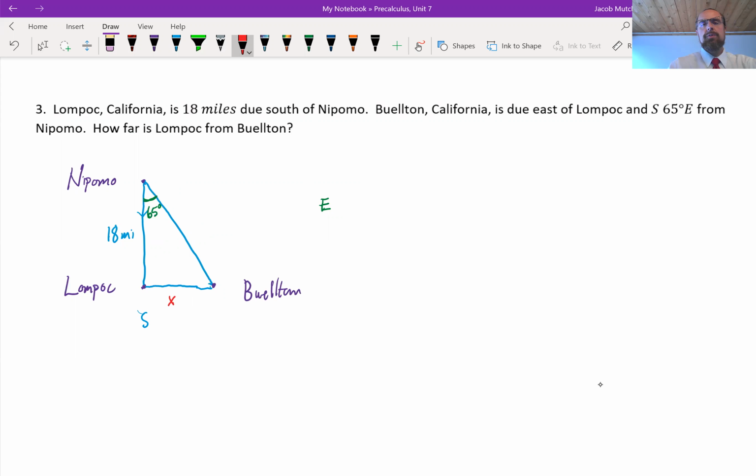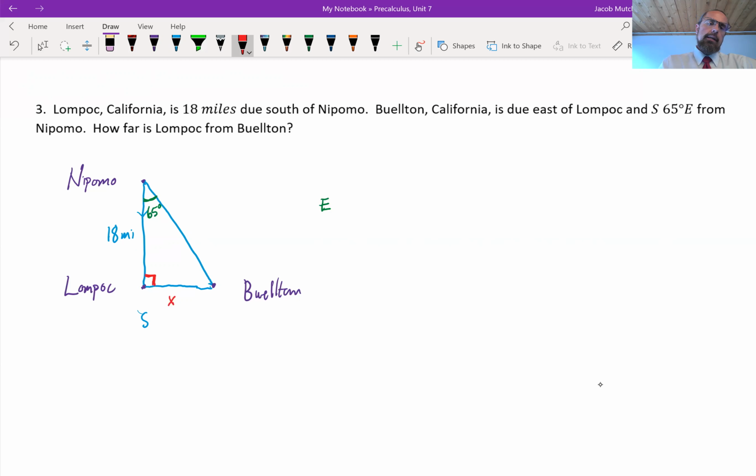So the arrangement's similar to what we saw in our first example. Definitely, this is a right triangle. The 90 degrees there at the interchange from Nipomo to Lompoc, Lompoc to Bealton. I want to find that missing side of the triangle, the missing leg. Now, one piece of information I have at the outset in this question is one of the angles in the triangle. I actually know that this upper angle at Nipomo is 65 degrees.